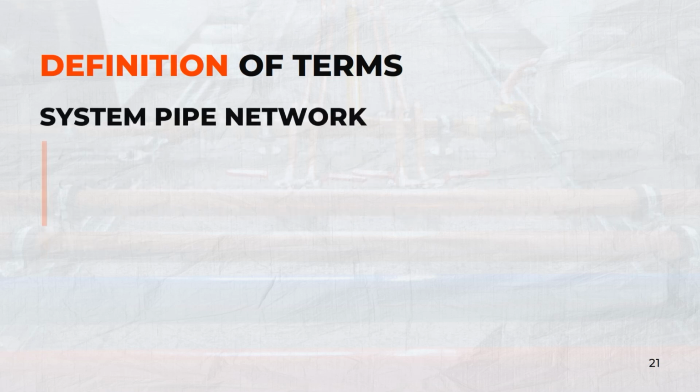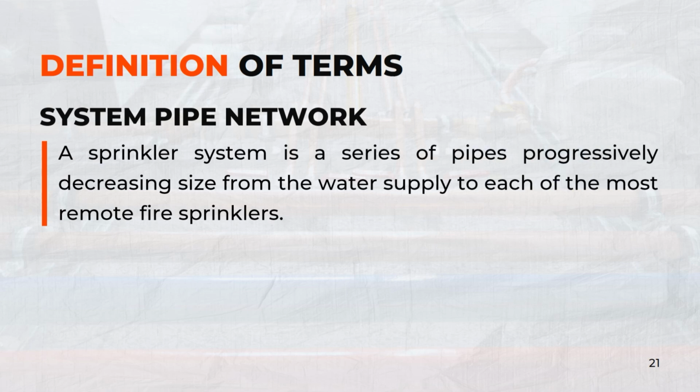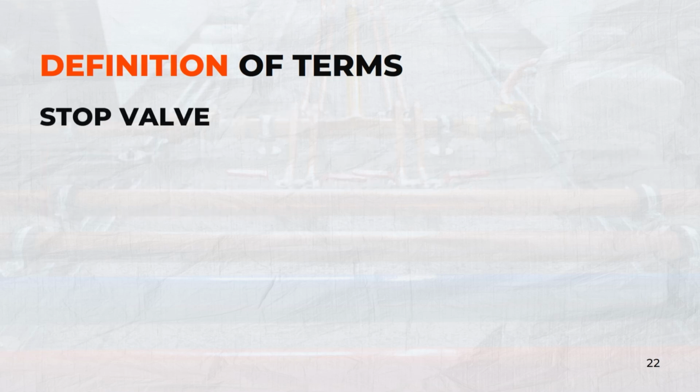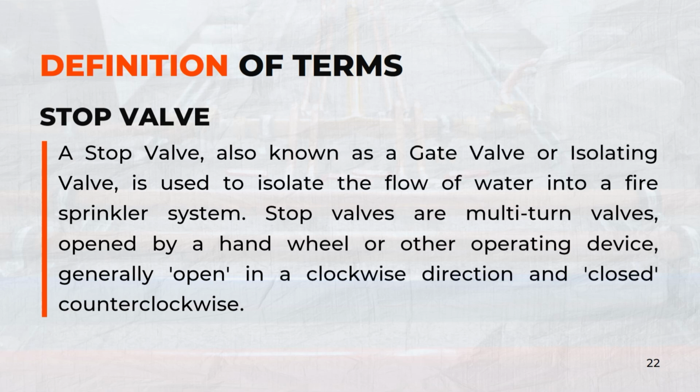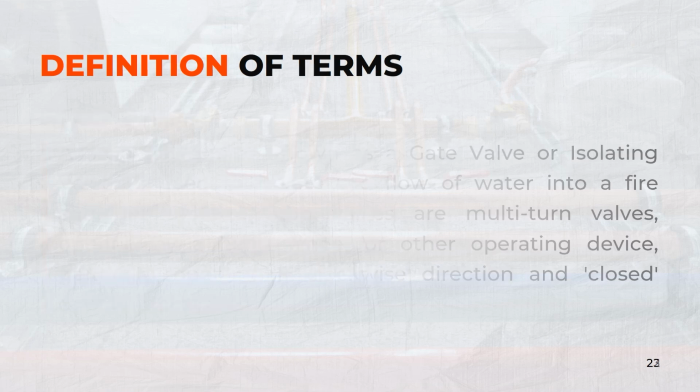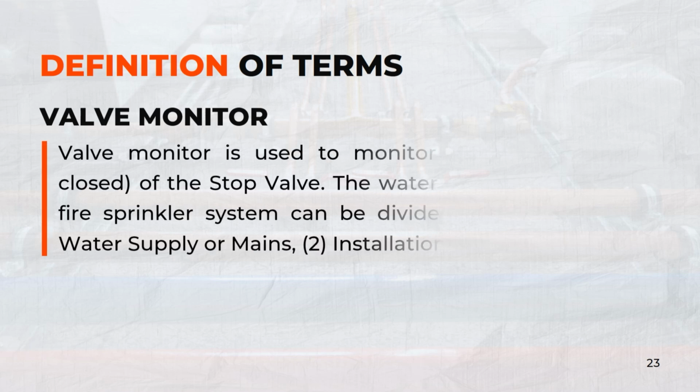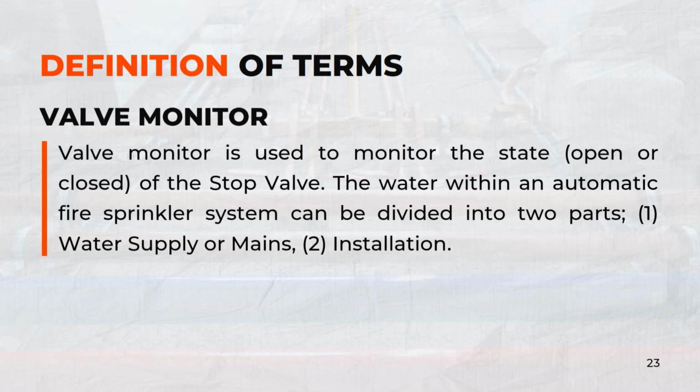System pipe network. A sprinkler system is a series of pipes progressively decreasing in size from the water supply to each of the most remote fire sprinklers. Stop valve. A stop valve, also known as a gate valve or isolating valve, is used to isolate the flow of water into a fire sprinkler system. Stop valves are multi-turn valves, opened by a hand wheel or other operating device, generally open in a clockwise direction and closed counterclockwise. Valve monitor. Valve monitor is used to monitor the state, open or closed, of the stop valve.